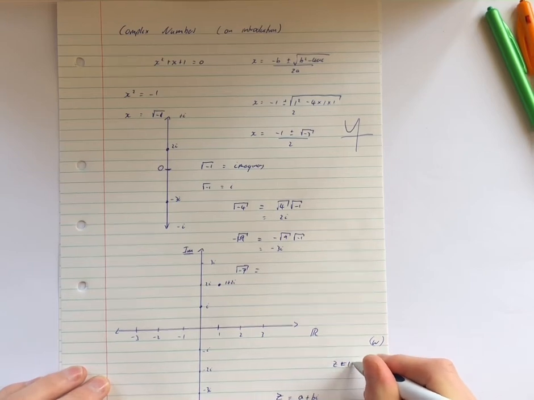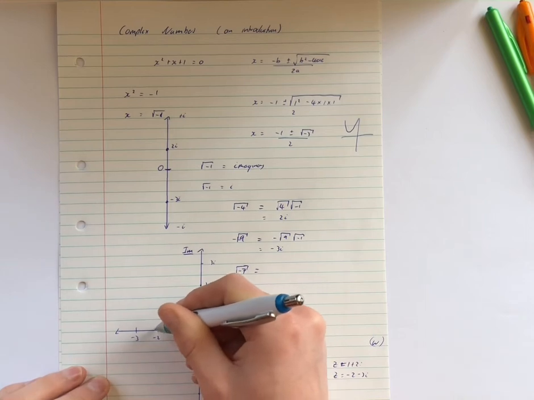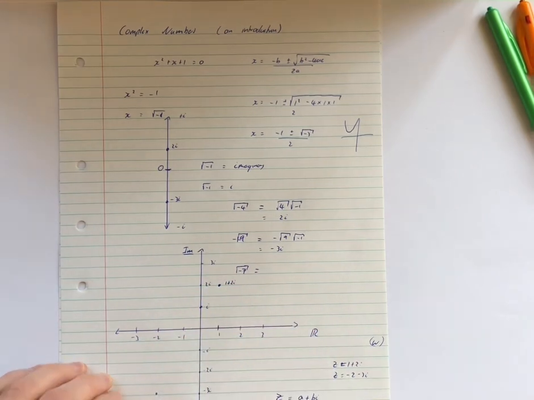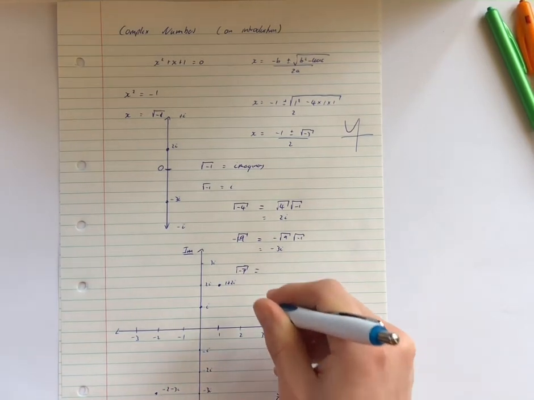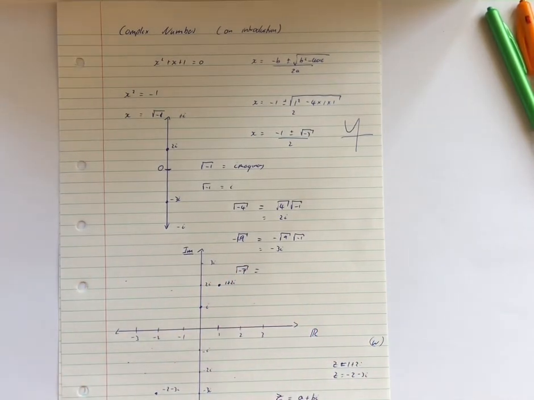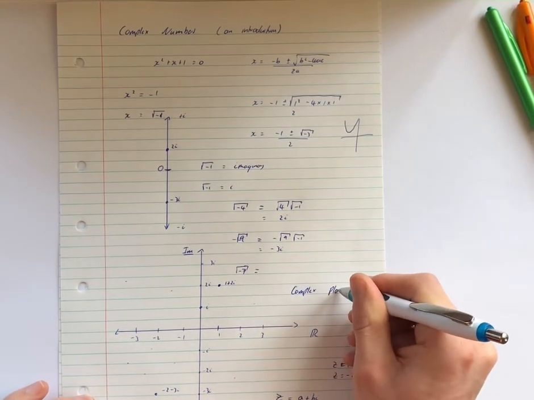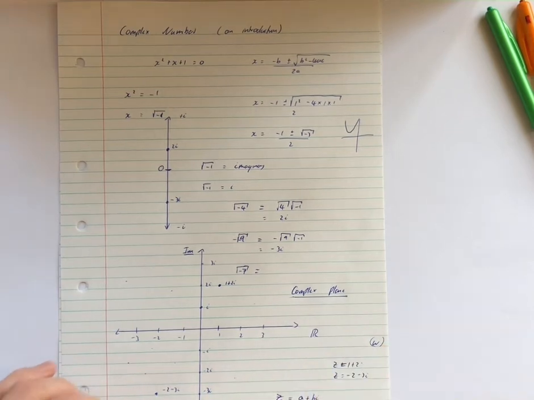Z equals 1 plus 2i. If we had Z equals, I don't know, negative 2 minus 3i, it would be down there. Negative 2 minus 3i. So there could be numbers anywhere in this plane, and that is called the complex plane.